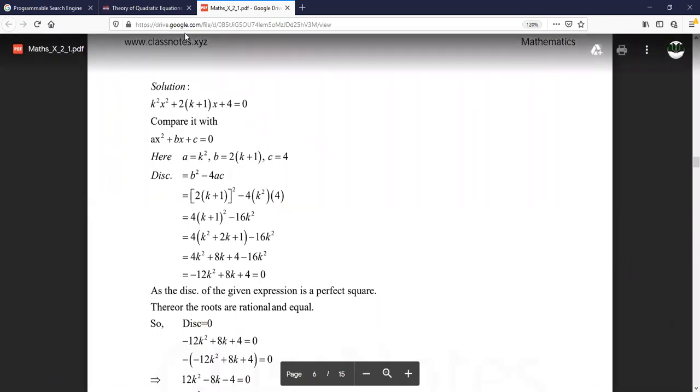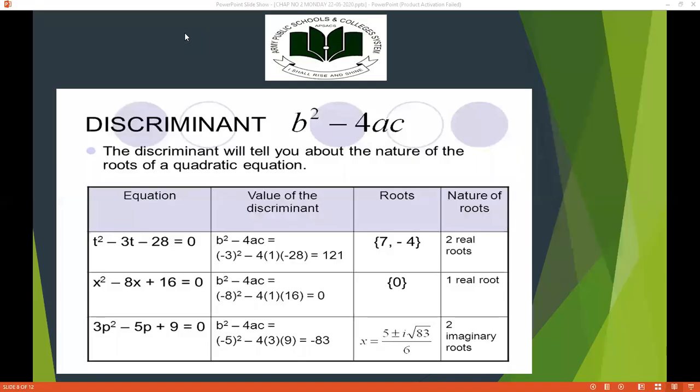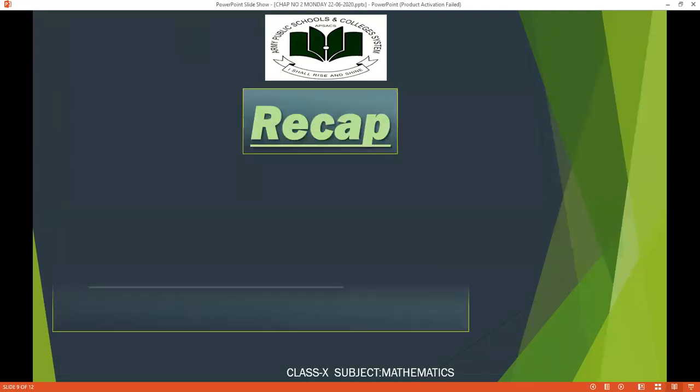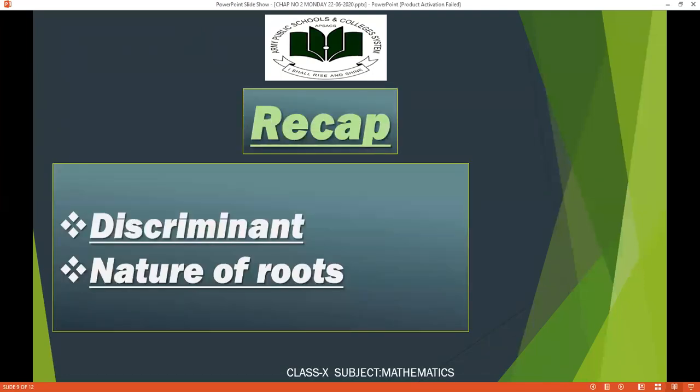Now we are going to move to a recap of the lesson. Here we are having the recap of the discriminant. What we have done today, we have done the discriminant, and then we have done the nature of the roots with the help of the quadratic formula. What was the discriminant? It was b square minus 4ac. And what was the nature of the roots?